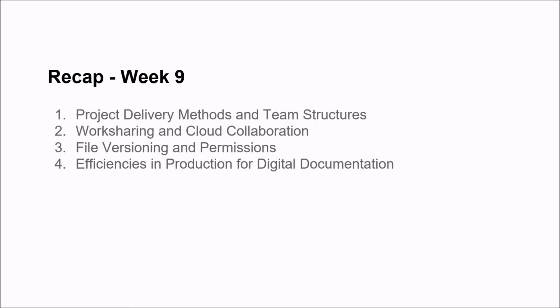In summary, we reviewed different delivery methods, including design bid build, design build, CM at risk, IPD, and P3, and how those relate to team structures. We reviewed how to set up a work shared model on a server and on the cloud, and strategies for creating useful work sets and their relationship to work sharing. File versioning and permissions are fairly straightforward, but important to be aware of. Lastly, we reviewed a few relatively new features available in BIM 360 Design that allow for enhanced collaboration and increased speed of production.